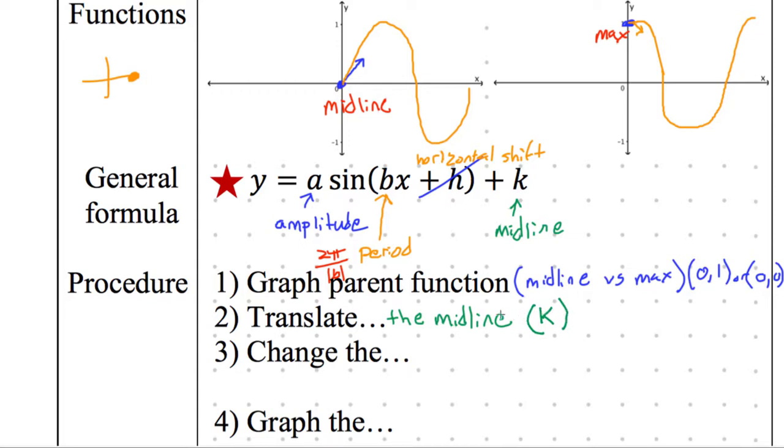Then I want you to change the amplitude. So I'm going to do this in blue. Change the amplitude. And by the way, does it affect the midline, does it affect the maximum, or does it affect the minimum? Or two of those things. What does changing the amplitude affect? Both what? Max and min.